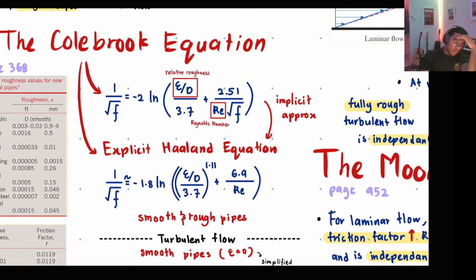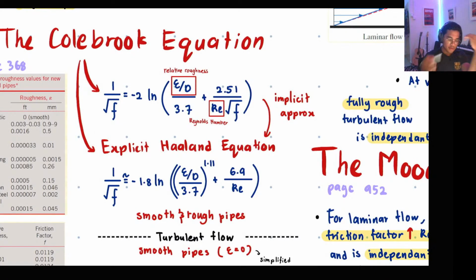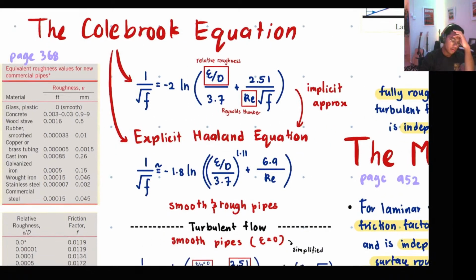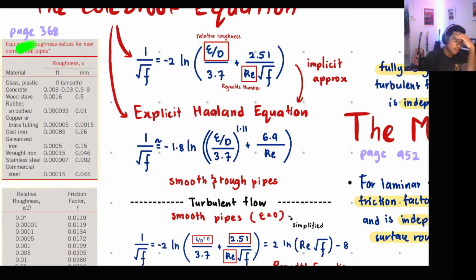Okay. So the Colebrook equation is used to find the friction factor. So this is the equation. What you guys need to remember is it has certain parameters that we need to key in, which are the relative roughness and the Reynolds number. The others are just constants. Okay. So to find the relative roughness, if you open your textbook, it is page 368. They will show you the roughness. For the Reynolds number, you need to calculate it yourself.